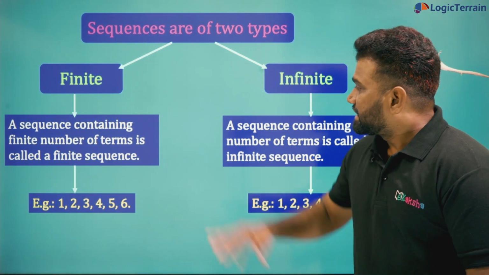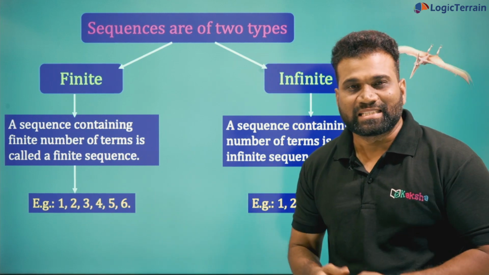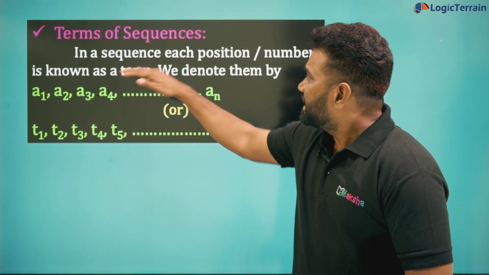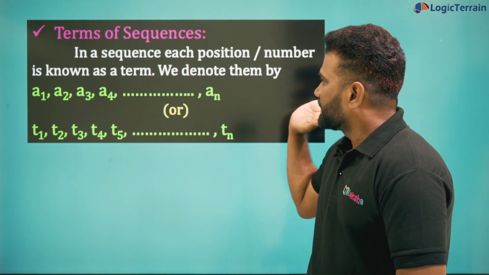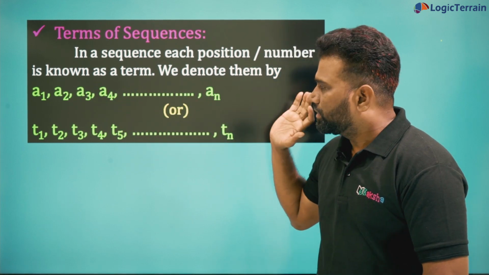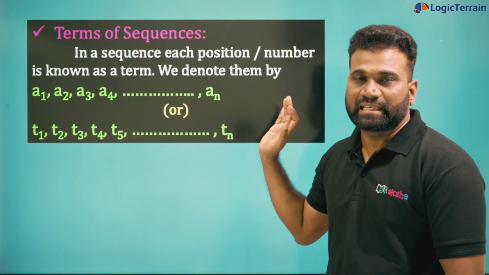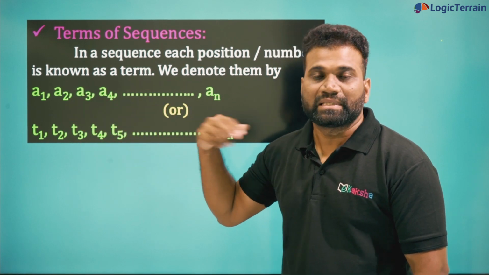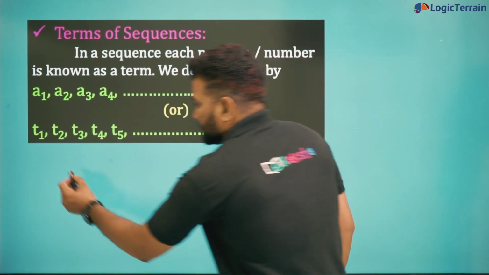Clear? Usually in sequences, in this list of numbers, each one is called a term. Now let's discuss what exactly the terms of a sequence are. In a sequence, each position or number is known as a term. We denote it by a1, a2, a3, a4 and so on, an, or we can also denote it by t1, t2, t3, t4, t5 and so on, tn. You can represent either way. Here a1, a2, a3, a4 represent terms. Here t1, t2, t3, t4 also represent terms. So let us see some examples.